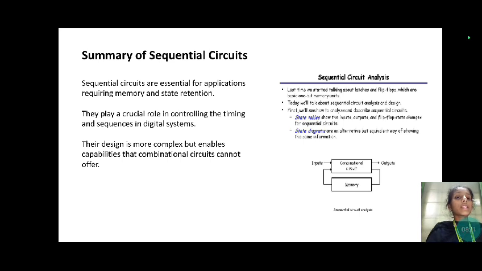Summary of sequential circuits: sequential circuits are essential for applications requiring memory and state retention. They play a crucial role in controlling the timing and sequence in digital systems. Their design is more complex but enables capabilities that combinational circuits can't offer.